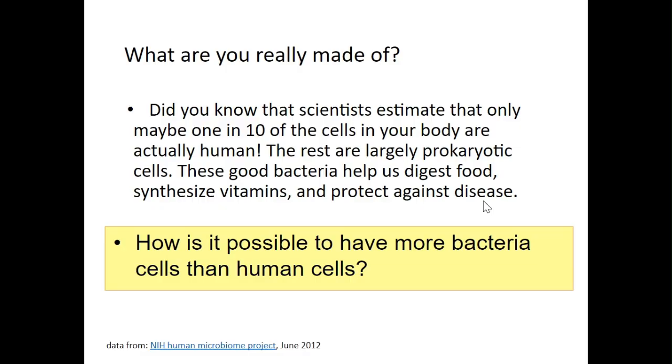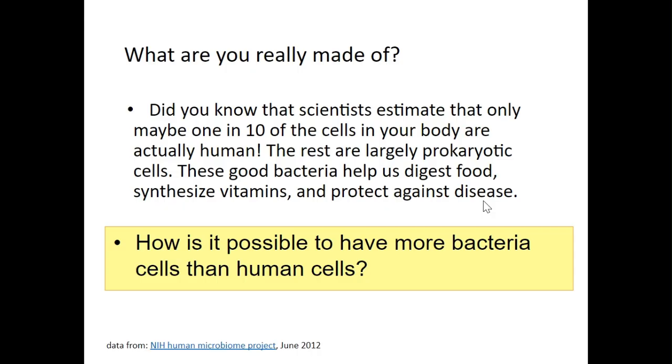Okay, so hopefully you said something like the prokaryotic cells are so small that we can't see them. And so we can have more bacteria cells than human cells, because our human cells are so huge and our prokaryotic cells are so small that we can fit many prokaryotic cells on, in, or around each human cell without being able to see them.